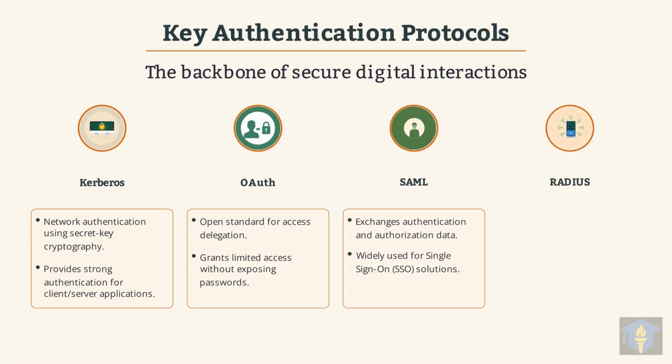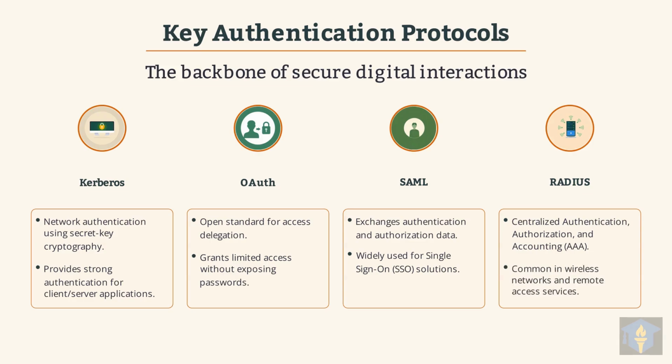RADIUS is a centralized protocol for authentication, authorization, and accounting, known as AAA. It centralizes authentication, authorization, and accounting, commonly referred to as AAA services. RADIUS is commonly found in wireless networks and for managing remote access services securely.